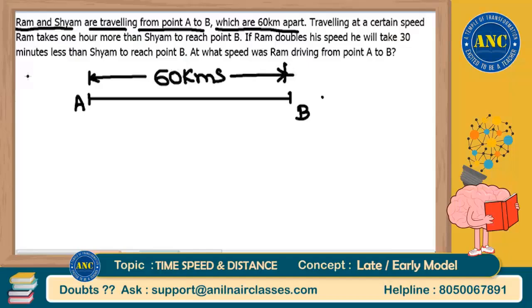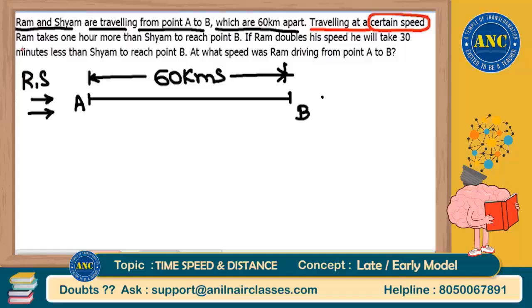There are two people, Ram and Sham, traveling from A to B. That means both are traveling in the same direction, right? Traveling from A to B. Now, read the next statement. Traveling at a certain speed. That means they are traveling at a certain speed. I don't know what is the speed. Some particular constant speed. Speed is constant.